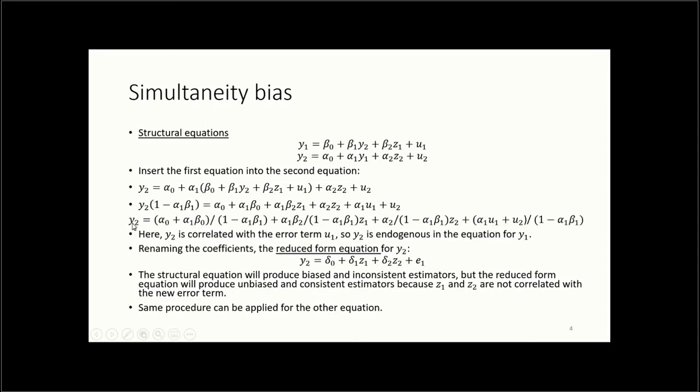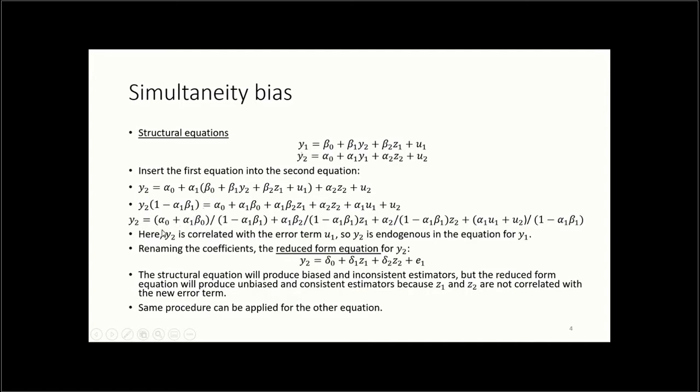determining y2 now. And so if we go back to the original equation, we have that y2 is related to u1. Well, that's not good because we have endogeneity. And this is basically the simultaneity bias that we have. So y2 here would be endogenous in the equation for y1.